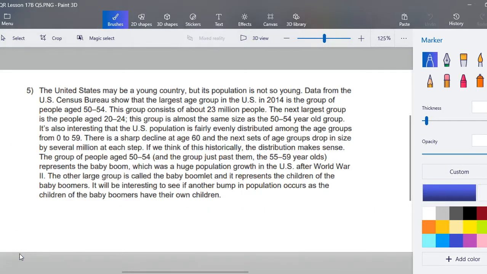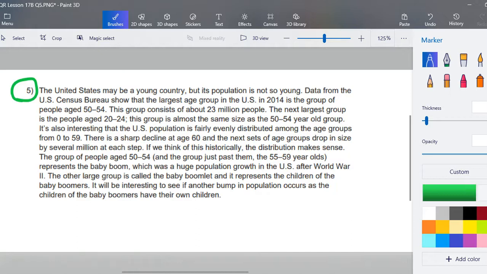So now we're at question 5. It looks bigger. Bigger doesn't always mean better, but here we go with question 5. Same graph. We're looking at the same information. The United States may be a young country, but its population is not so young. Data from the United States Census Bureau show that the largest age group in the United States in 2014 is the group of people aged 50 to 54.